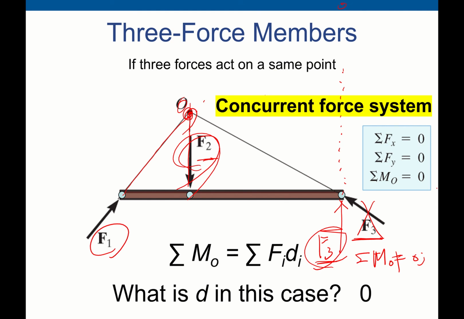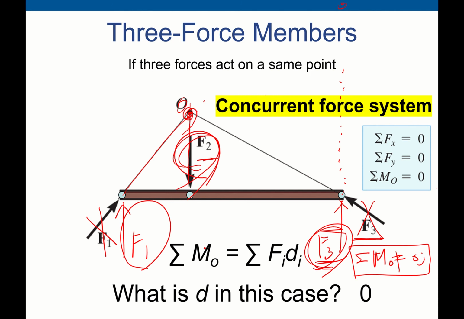If this force 1 is parallel, let's delete this one. So this one and this one are parallel, but still different magnitude, obviously. Then the moment at any point O can be satisfied. This is equal to 0. It's possible. So there are two conditions for the three force members. Either they are concurrent or they are all parallel. Then we can say this is a three force member.